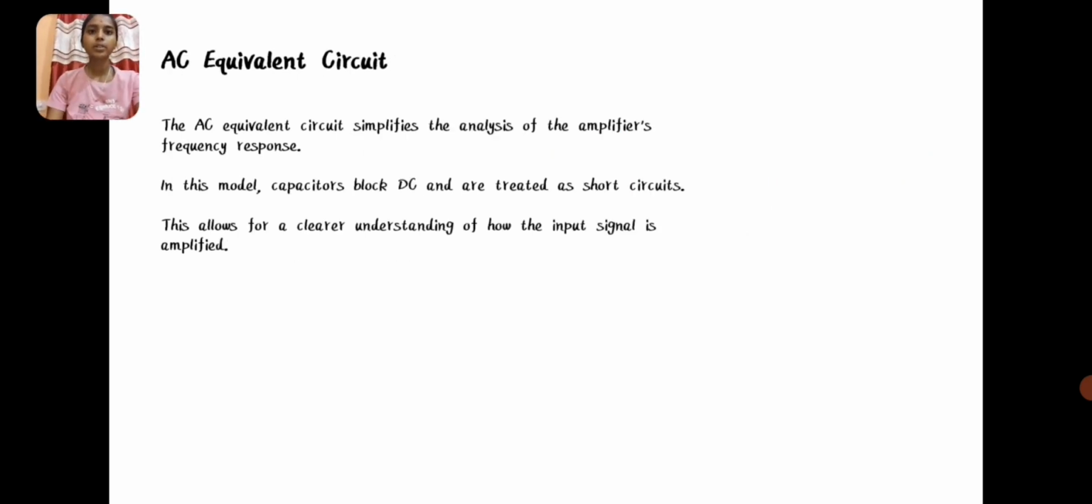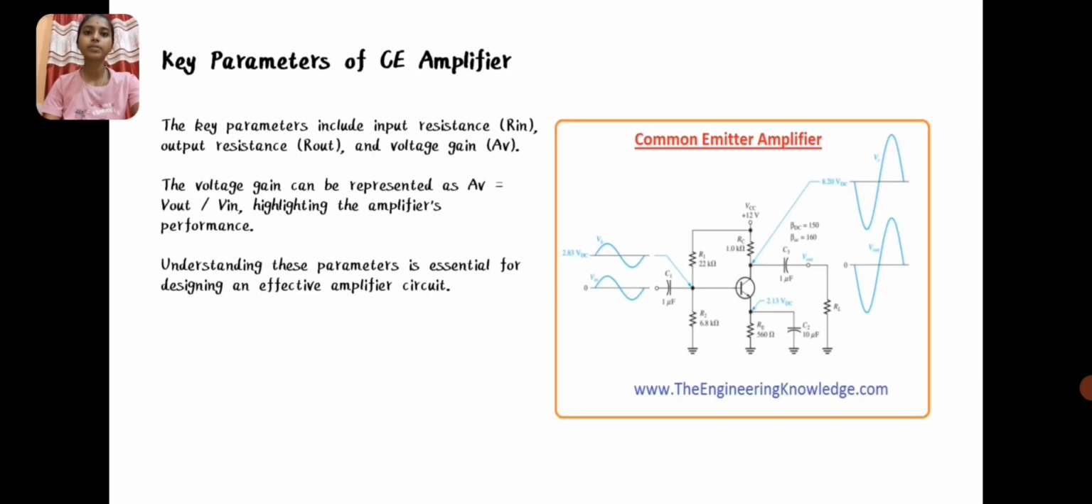AC equivalent circuit. The AC equivalent circuit simplifies the analysis of the amplifier's frequency response. In this model, capacitors block DC and are treated as short circuits. This allows for a clear understanding of how the input signal is amplified.